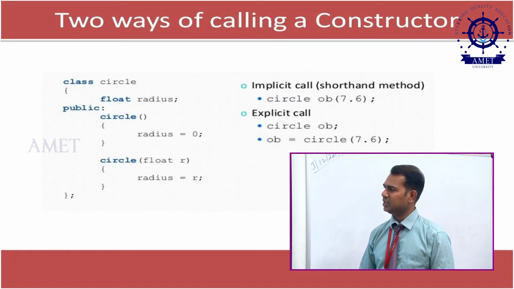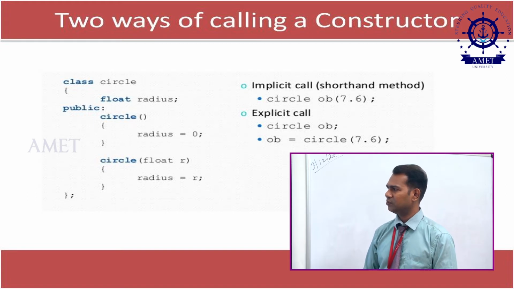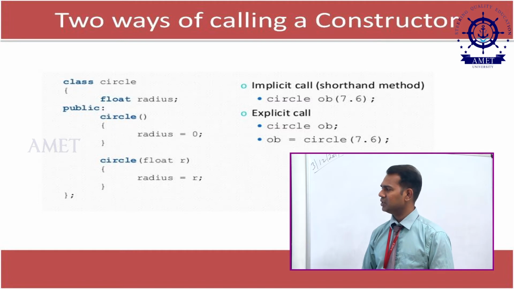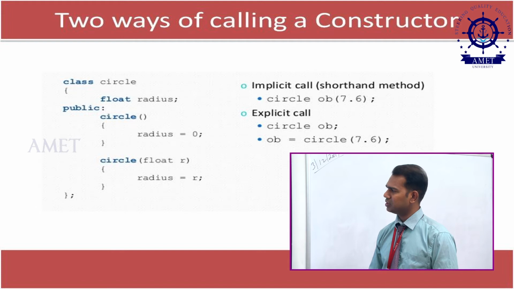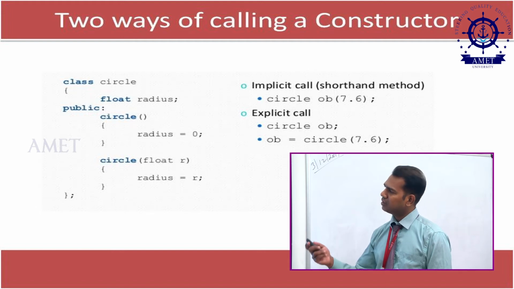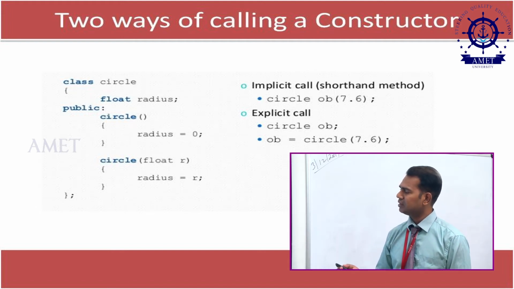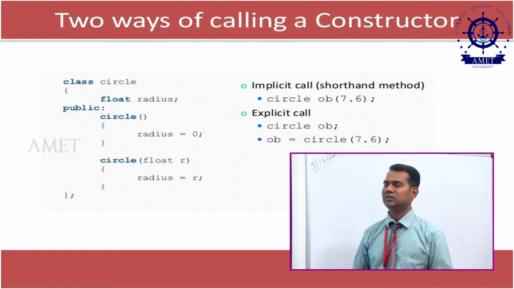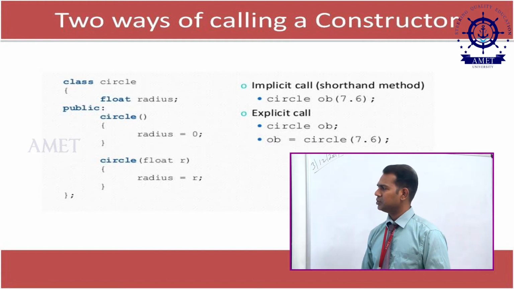So radius will be assigned the value 0, meaning it takes a default value of 0, followed by a circle function to be called. Here they have declared an object and initialized the object circle OB, and they pass a value inside the OB object. This is also called a parameter.